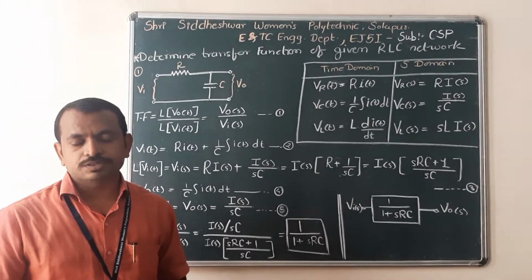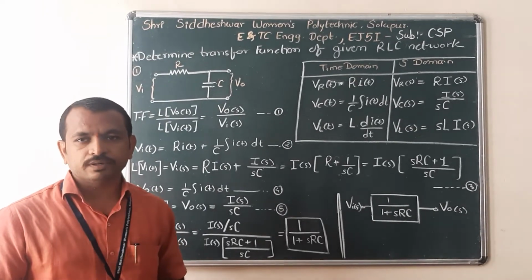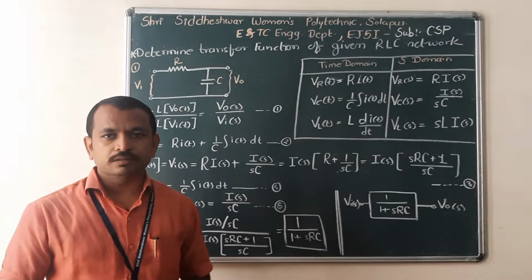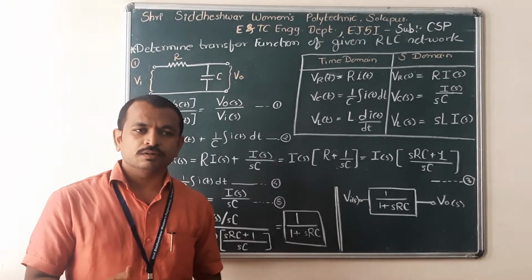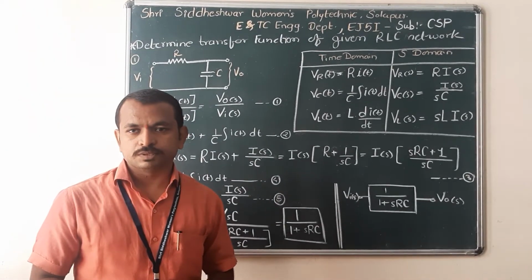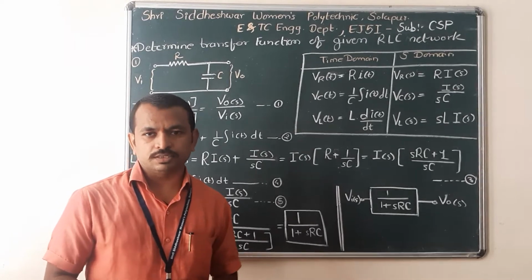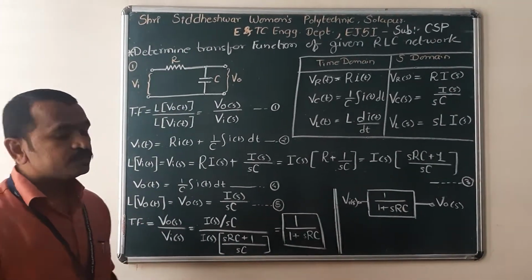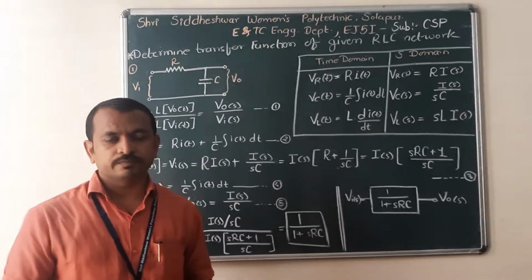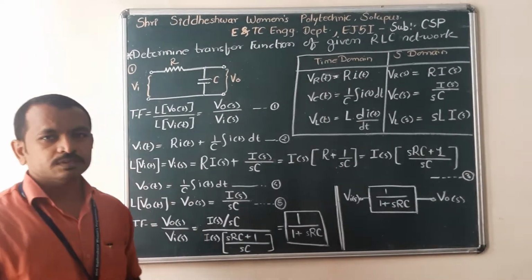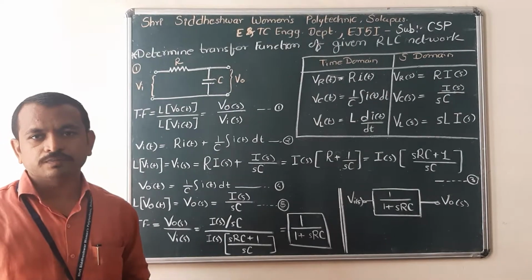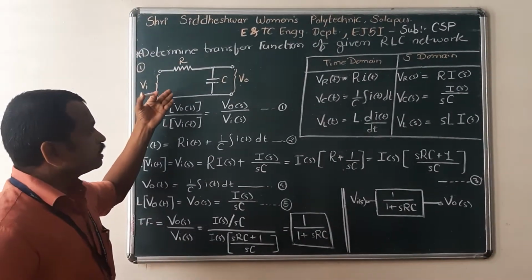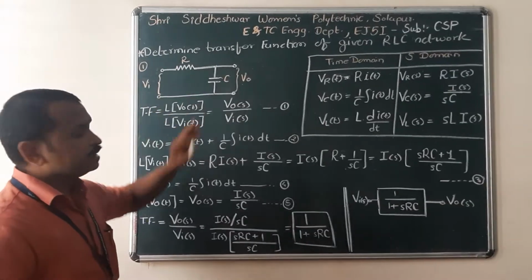Today I continue the session of EJ5I of the subject Control System and PLC. In that we have seen last time closed loop and open loop control systems and their classification also. Today we will see how to determine the transfer function of a given RLC network. In that there are so many networks, and we have to find out the transfer function of any given network. So here I have taken one simple example, an RC network.